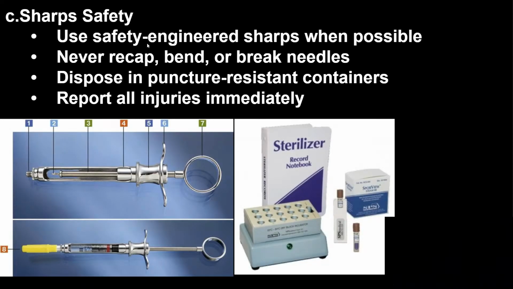For example, you see that this is a needle. You can see that there's a sharp needle handle and also an internal sharp here. It's very important to know how to handle it. We're going to go hands-on with these. Also, the record keeping with the spore test.